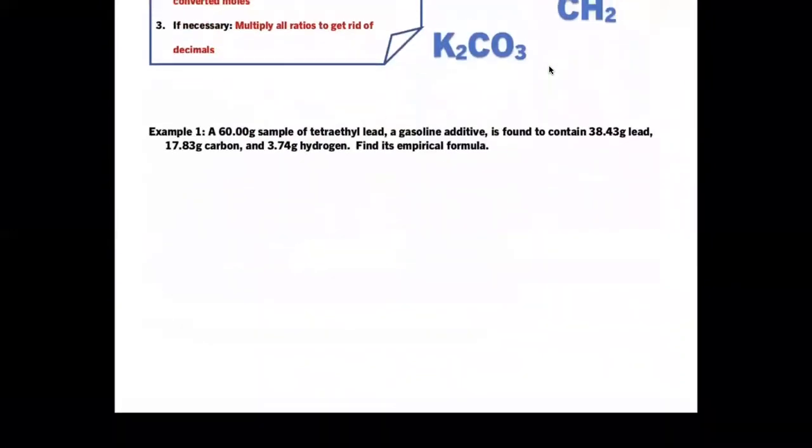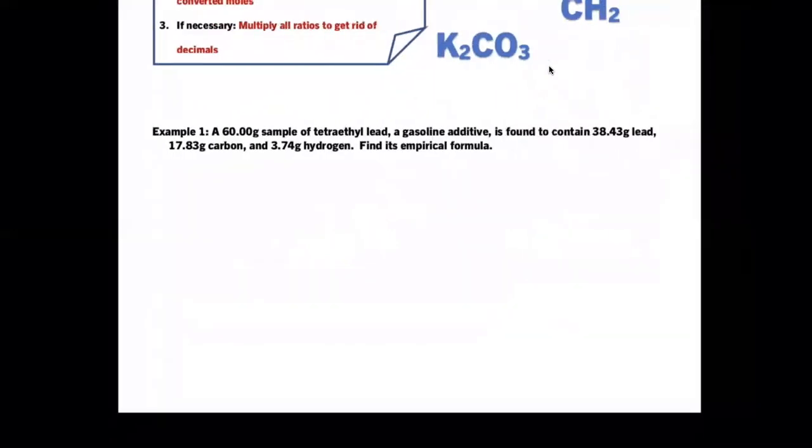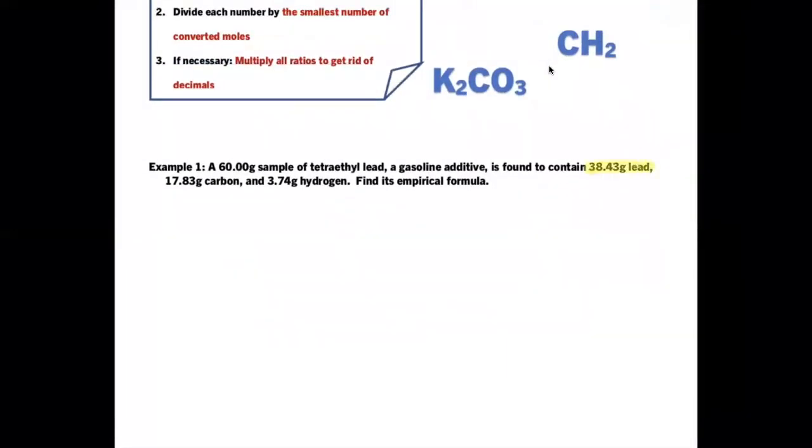When we have a problem as such, we're going to want to figure out what we're given. So we're given 38.43 grams of lead, 17.83 grams of carbon, and 3.74 grams of hydrogen. Now it does give us another number, and that is the total sample. The total sample really only matters if it told us you have lead, carbon, and hydrogen, but only gave us 2 of the numbers. We'll see that in some of our other examples that we do in fact need to use that amount. But for right now, all we need to know is that these are our 3 starting numbers.